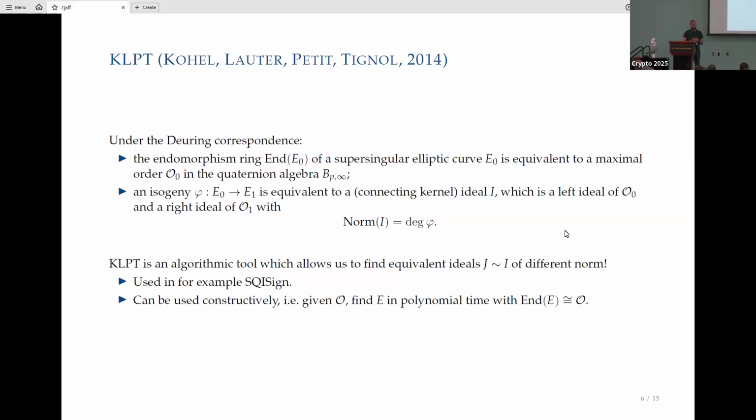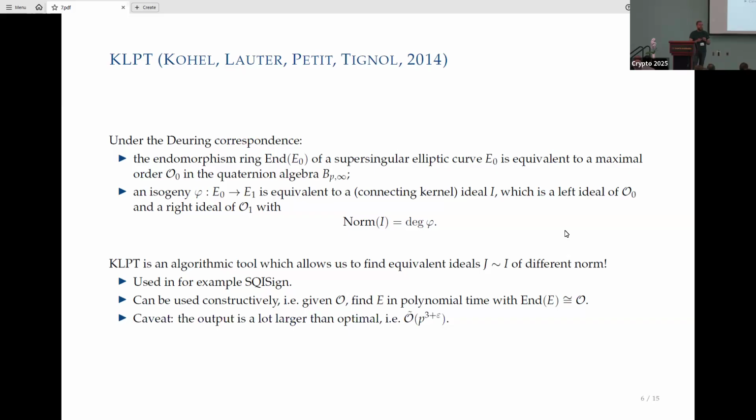It can also be used constructively, which is not unimportant, namely given a maximal order O, we can actually construct an elliptic curve E in polynomial time. Recall that the opposite is not true and is the underlying hard problem. Given E, we cannot find O. So this can be used as a one-way function in any cryptographic protocol that you wish.